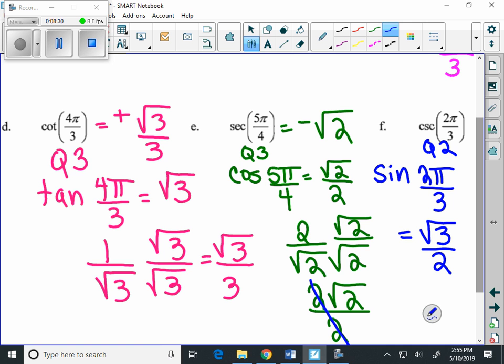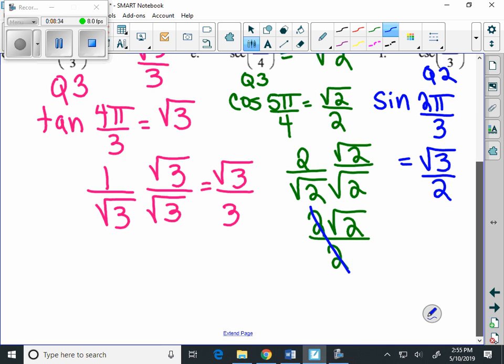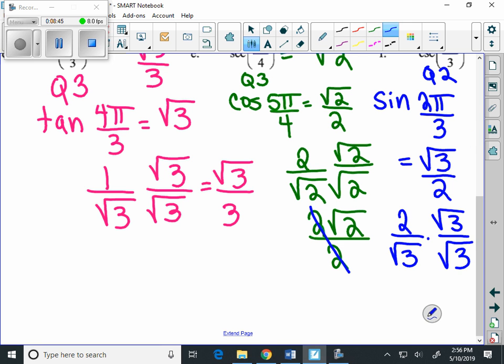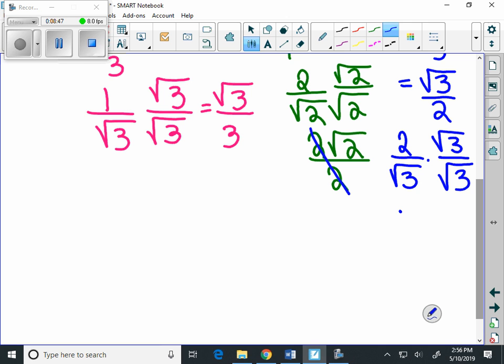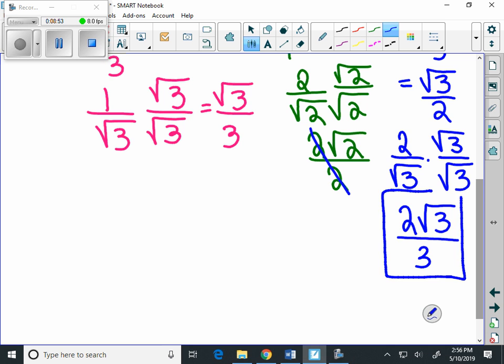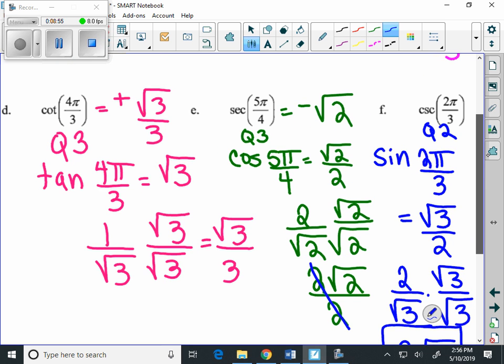But that's the sine value, and we need cosecant, so we're going to take the reciprocal of that, which is 2 over the square root of 3. And we want to get rid of the radical in the denominator, so we're going to multiply by the square root of 3 over the square root of 3. Fancy form of 1 gives us 2 square root of 3 over 3. And that is our answer here for the cosecant of 2 pi over 3.